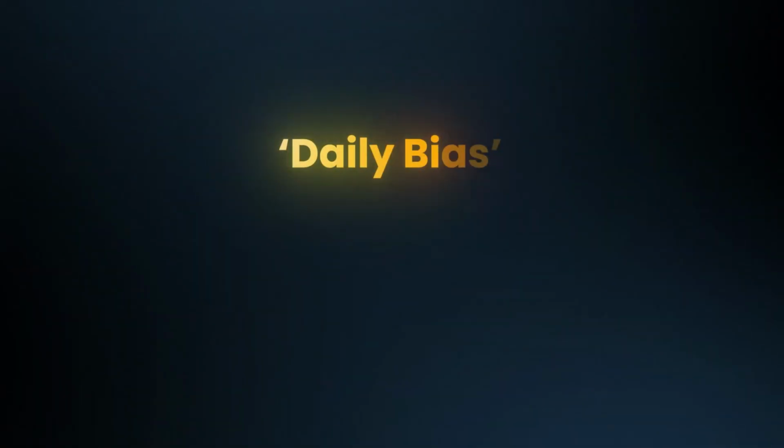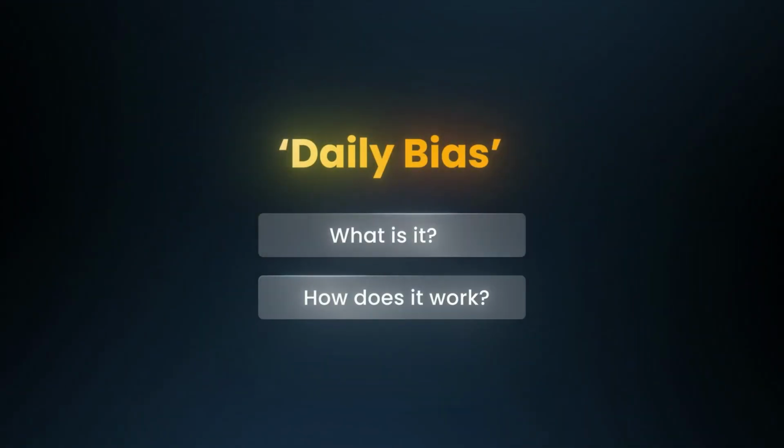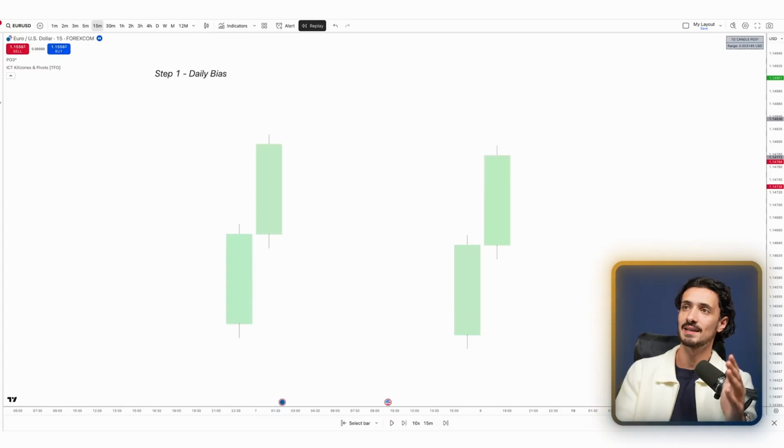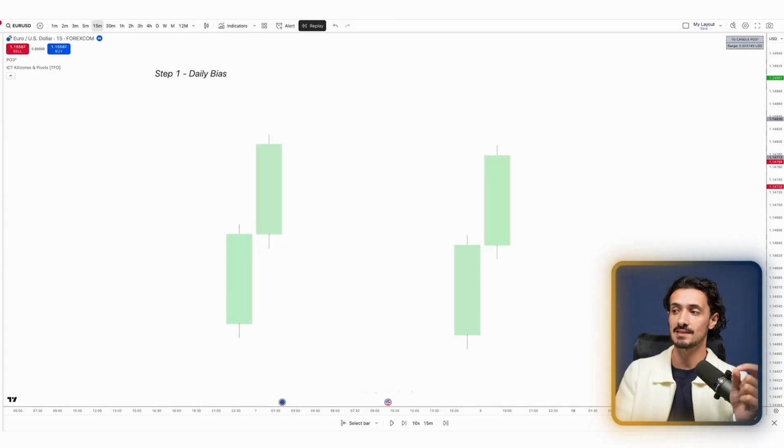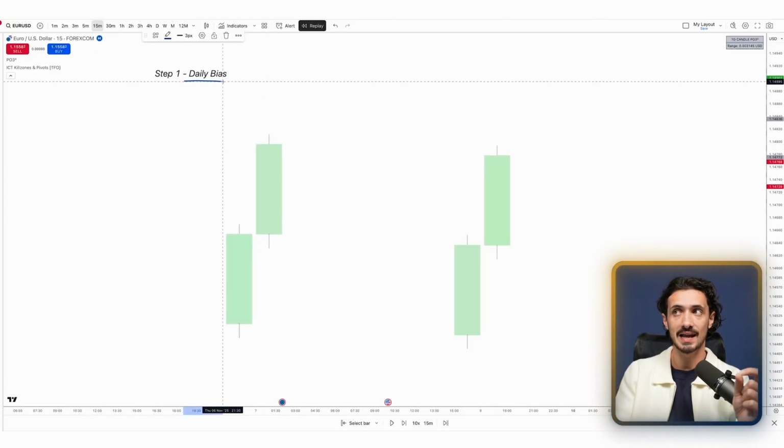So the daily bias, what is it and how does it work? Daily bias is the idea that we just need to understand what's going to happen on this one trading day in order to consistently make money. And for the daily bias, how you can guarantee a daily bias every single day, here are 2 of the most common ways that I personally build a daily bias. And it's based off of the daily time frame, the daily candle specifically.